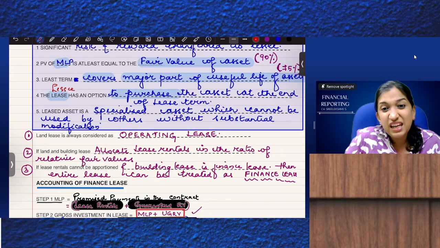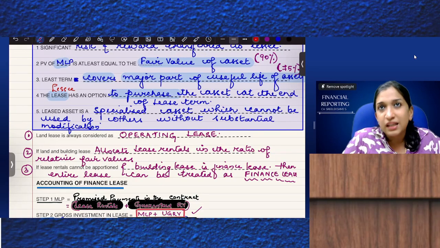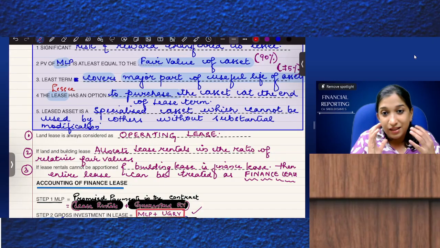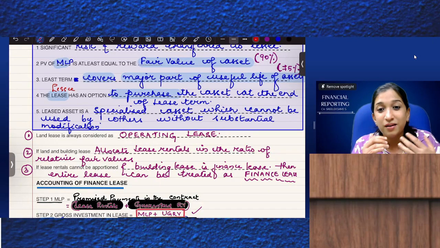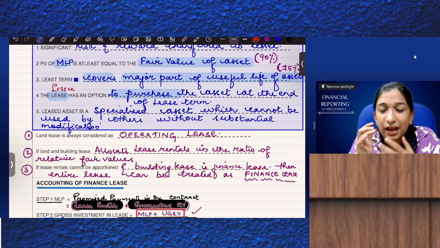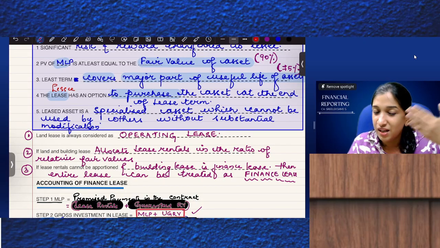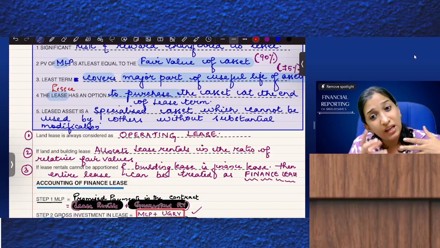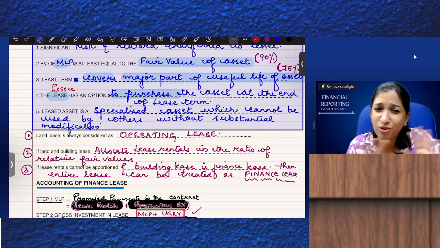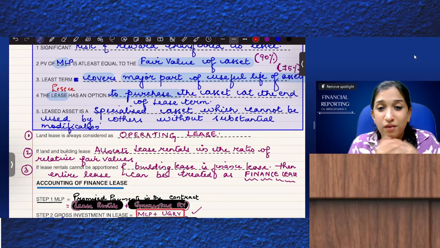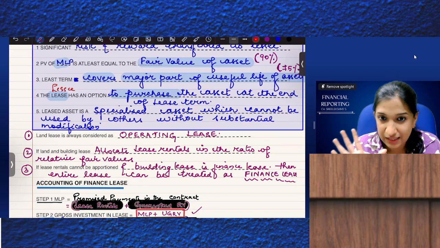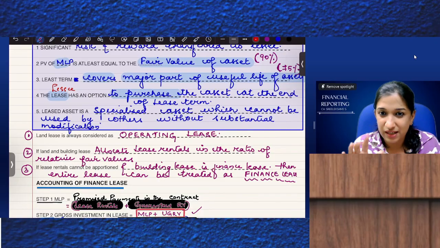So if any one is satisfied, it means the risk, reward and control of the asset lie more with the lessee, having more control is what all these five points are showing. So if any one is satisfied, it is a finance lease. I'm not getting deep into this, you have studied it at intermediate level also. If any one is satisfied, it is a finance lease.